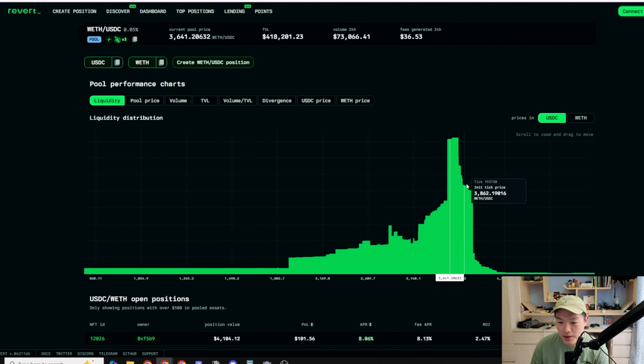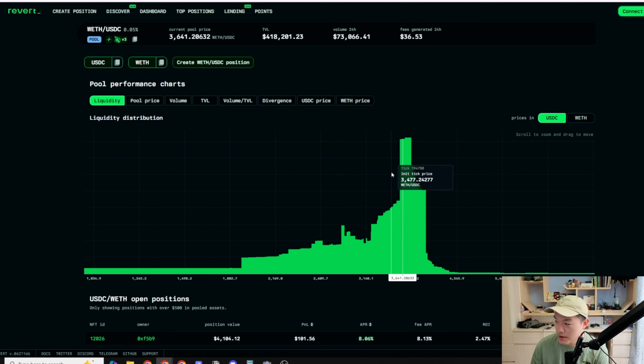We can zoom out here. There's some concentration in this range, but if you're expecting the price to move sharply upwards, you can print a ton of APR here as these tight ranges get knocked out of range.